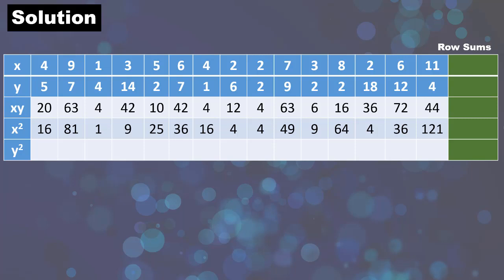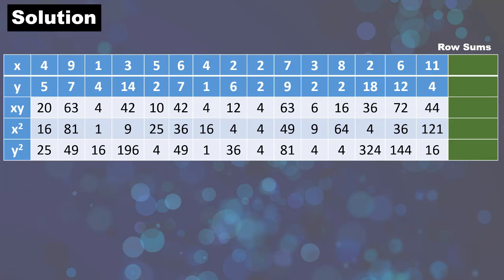Now we have to square our Y values. So 5 squared is 25. 7 squared is 49. 4 squared is 16. 14 squared is 196. 2 squared is 4. 7 squared is 49. 1 squared is 1. 6 squared is 36. 2 squared is 4. 9 squared is 81. 2 squared is 4. 2 squared again is 4. 18 squared is 324. 12 squared is 144. And 4 squared is 16.